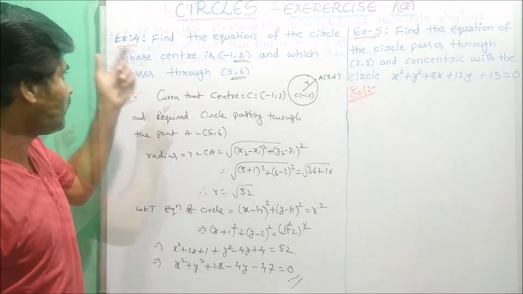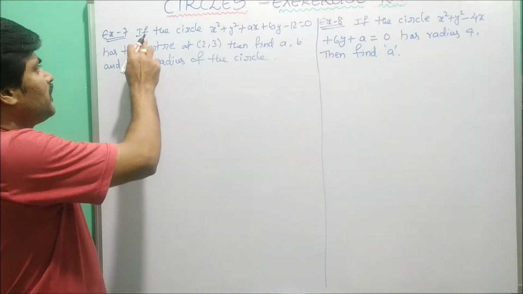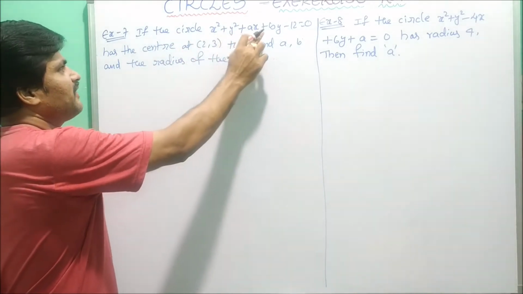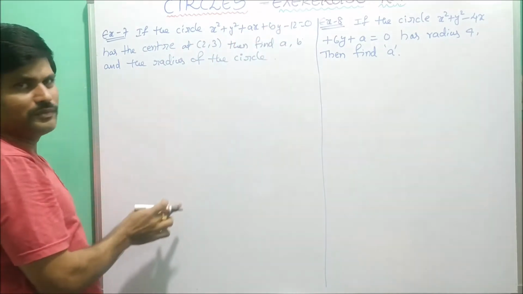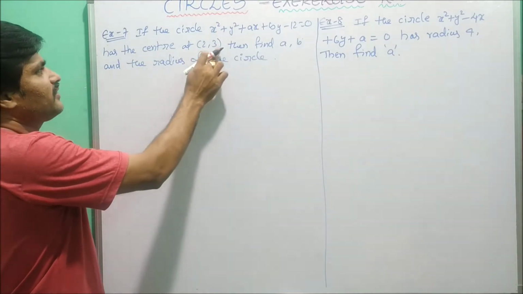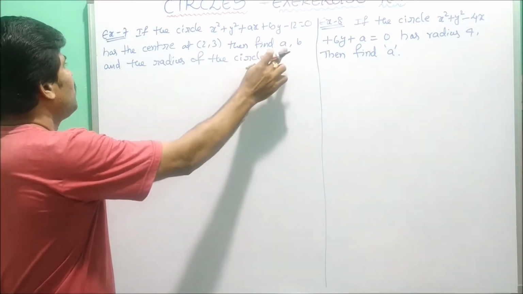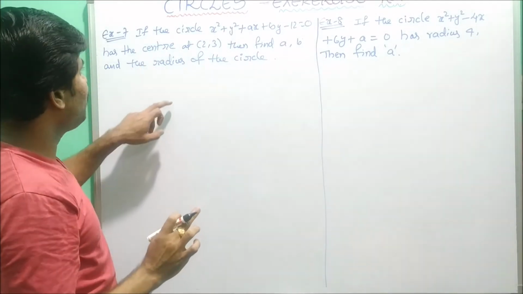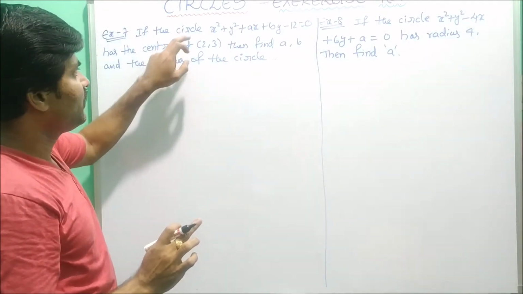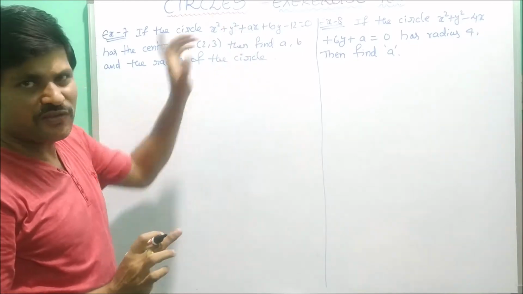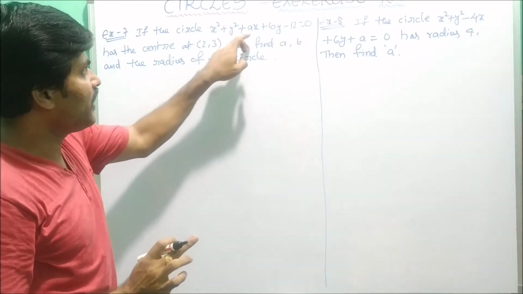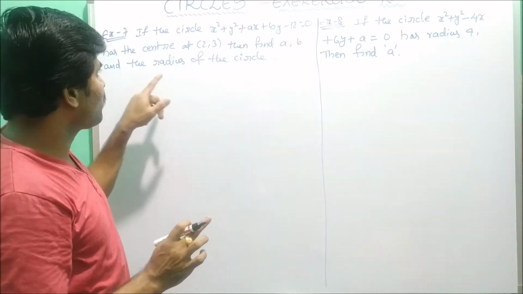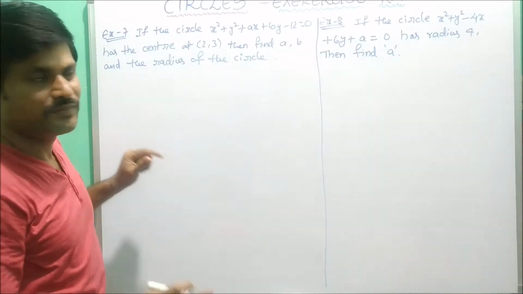This is the solution for example 4. Now the next problem is: if the circle x square plus y square plus ax plus by minus 12 equals 0 has the center at (2, 3), then find the values of a and b and the radius of the circle. Here the center of the circle and the equation of the circle are given. We need to find the constants a and b, the coefficients of x and y, and also the radius of the circle.